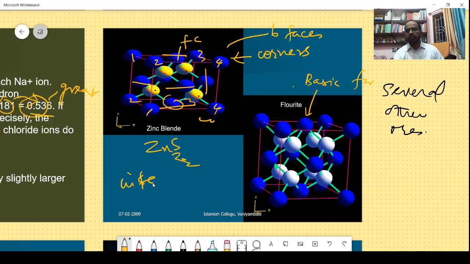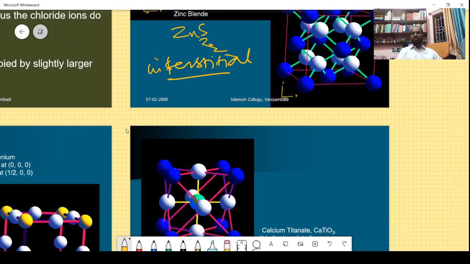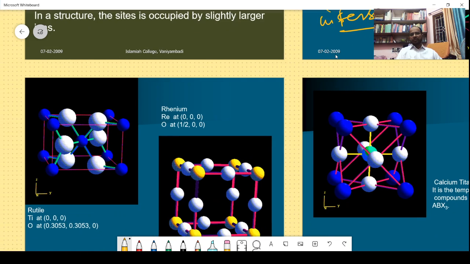and the interstitial, meaning that which exists between the ions, is occupied by the zinc. Okay, so the classification of the structure usually gives an insight into how these are arranged.